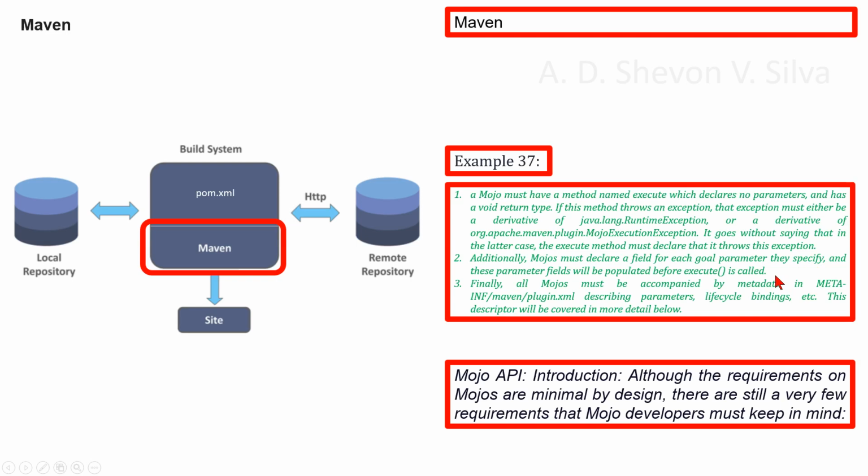Additionally, Mojos must declare a field for each goal parameter they specify, and these parameter fields will be populated before the execute method is called. Finally, all Mojos must be accompanied by metadata in META-INF/maven/plugin.xml describing parameters, lifecycle bindings, etc. This descriptor will be covered in more detail. You can get more information on these descriptors in the documentation.